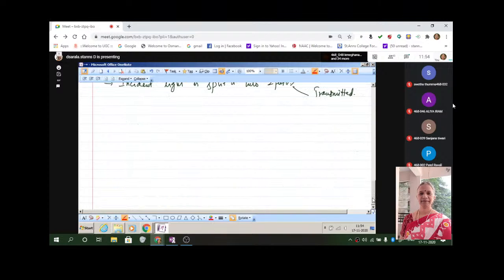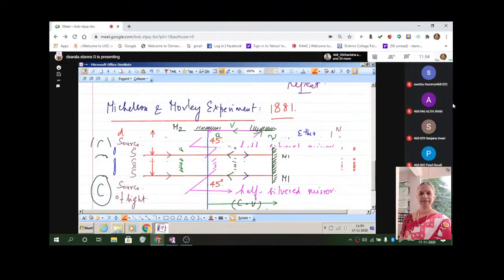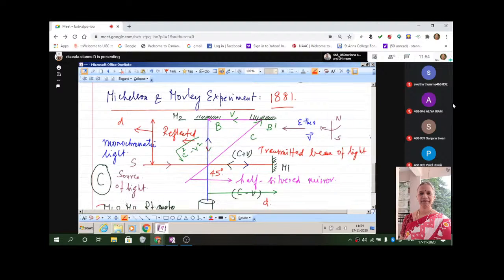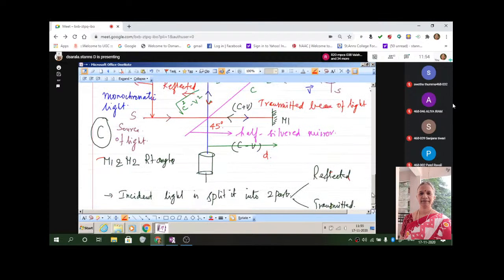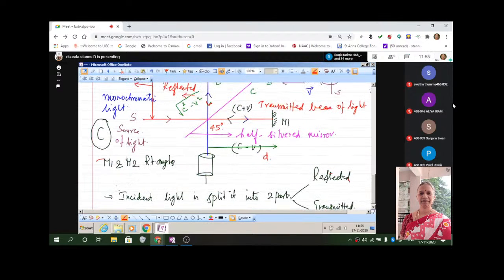So what happens? These two are both reflected. The reflected beam is reflected back. You can see the arrow here. The transmitted beam is also getting reflected. It undergoes further transmission, and these two will undergo what is known as interference. And when you watch it through a telescope here, you will be able to see the interference pattern.